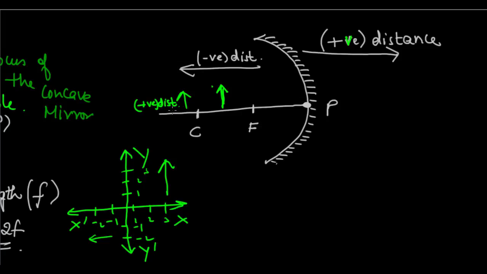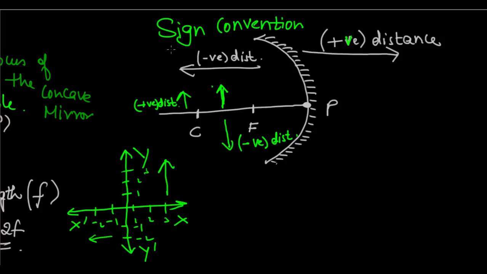Upward distance is always positive. When we are going up, we get a positive distance because we are moving towards the positive y-axis. And if we go down, we are going to the negative y-axis, so we take it as negative distance. That's absolutely clear. And this is the sign convention we follow for mirror problems and lens problems and all these things. I hope that's absolutely clear to all of you.